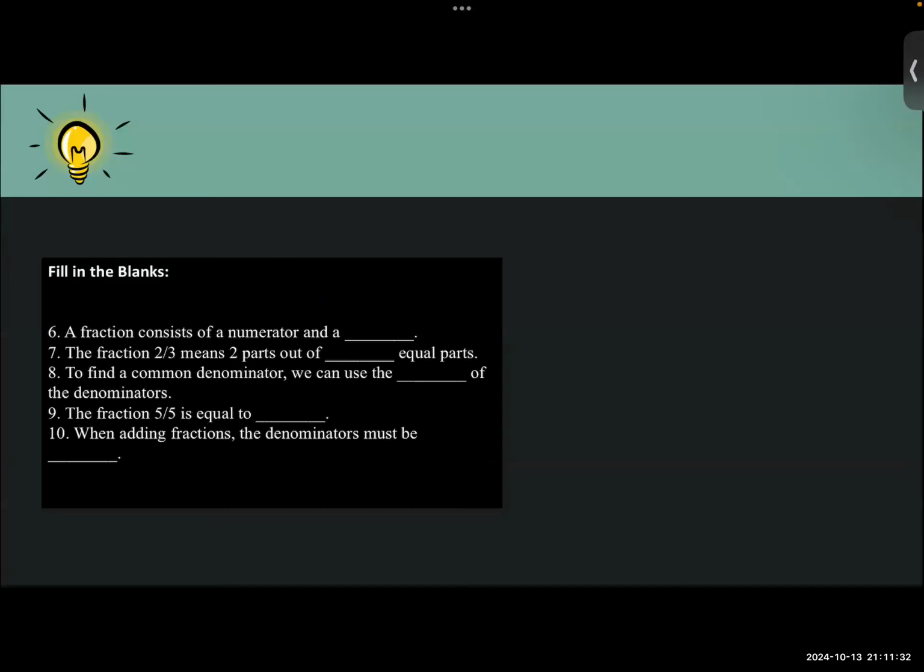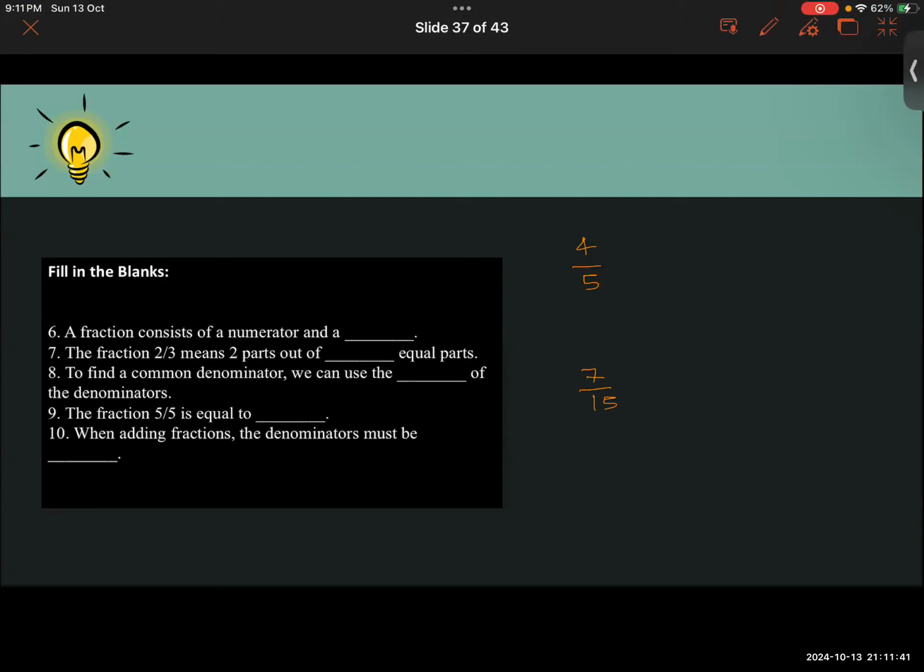Let me switch to the other page. There's not sufficient space here. So you have 4 upon 5 and you have 7 upon 15. First of all, you're going to take the LCM. What is the LCM of 5 and 15? 30? How is it 30? That is the problem, no?